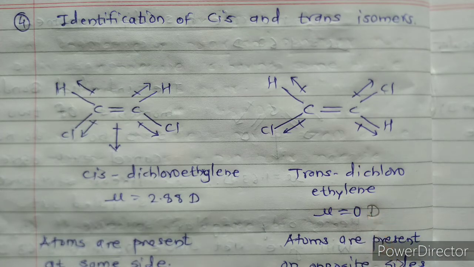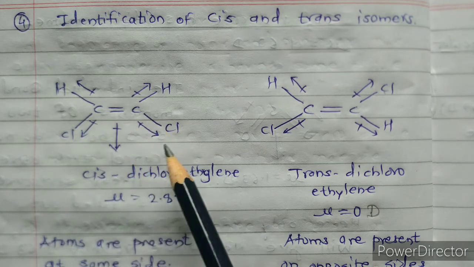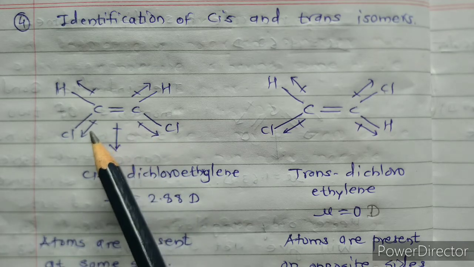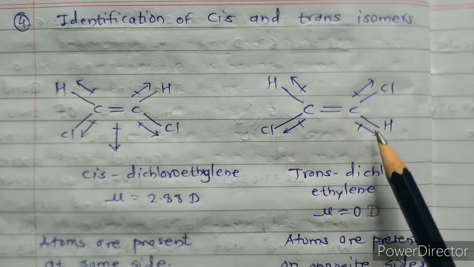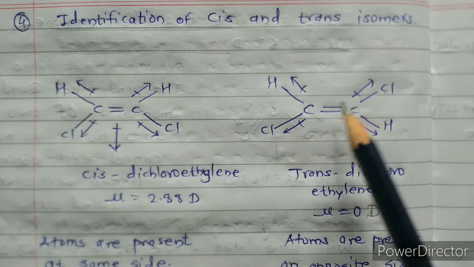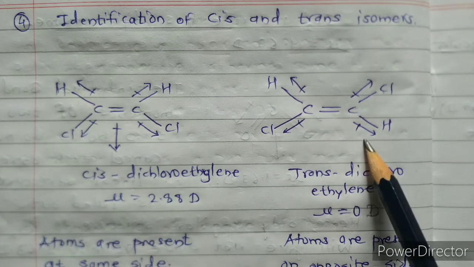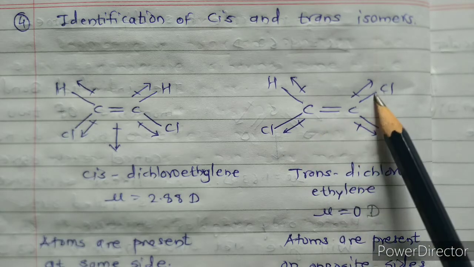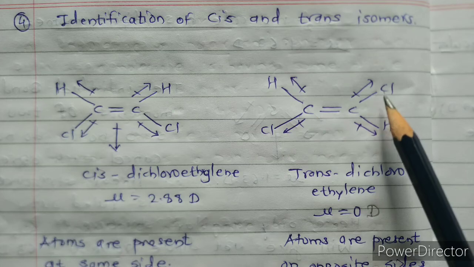Ethylene. When we observe the arrangement of the molecule, in cis-dichloroethylene, the two chlorines are on one side and the hydrogens are on the other side. But in trans, the chlorines are opposite each other and the hydrogens are also opposite each other. So in trans-dichloroethylene, the chlorine atoms and hydrogen atoms cancel their bond moments with each other.